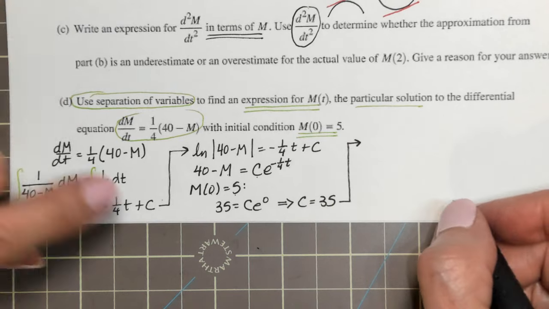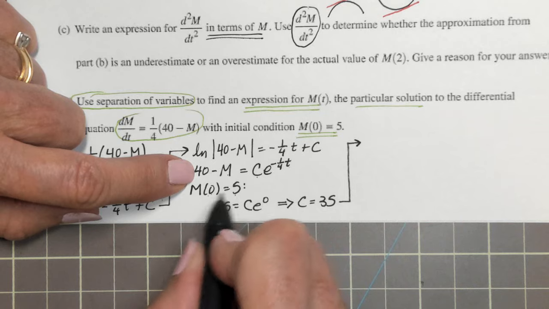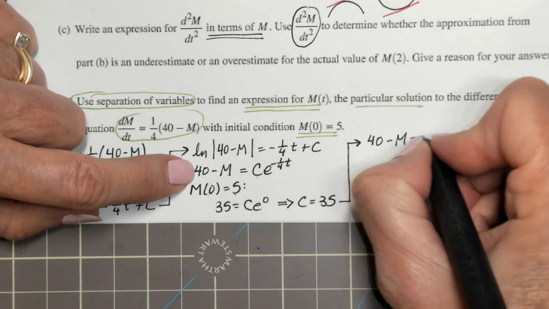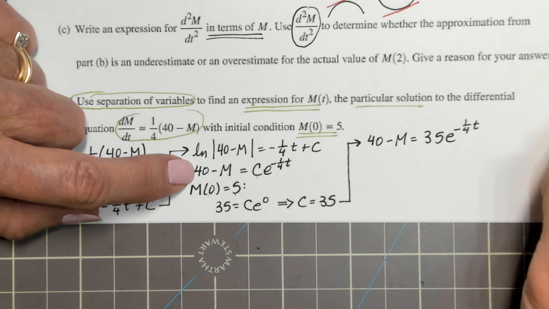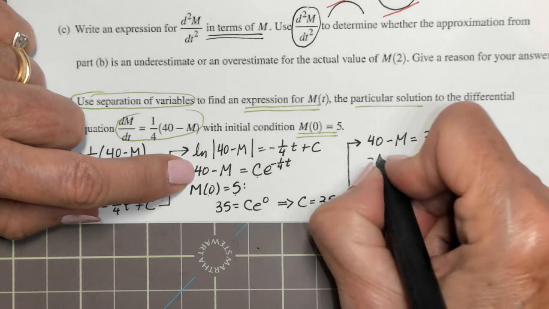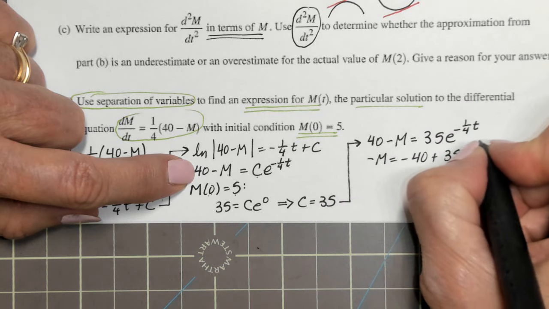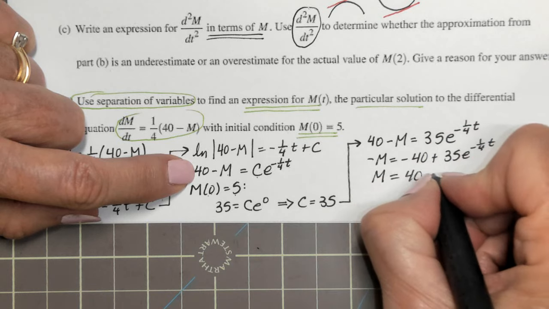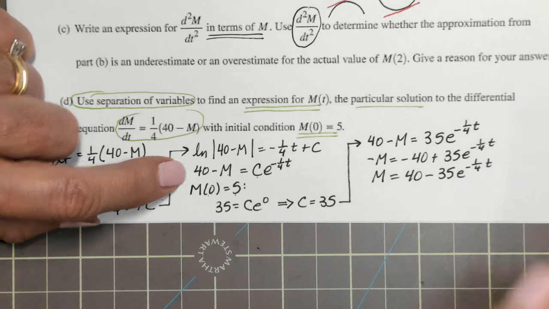Therefore, I go back to my equation right before I plugged in 0 for t and 5 for m. And I'm going to have 40 minus m is 35 e to the negative 1/4 t. Last step, solve for m. Negative m is negative 40 plus 35 e to the negative 1/4 t. So m is 40 minus 35 e to the negative 1/4 t.